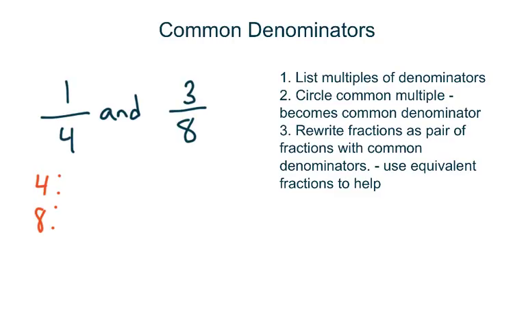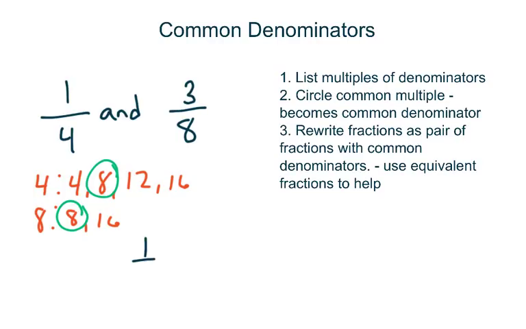So starting off with listing the multiples, we'd have 4, 8, 12, 16, and then for 8 we have 8, 16. I automatically see that they have 8 in common, so that's going to be their new common denominator, so I've circled that. And then all I have to do is rewrite these fractions as a pair of fractions with common denominators. So I'm going to start with 1/4. I'm going to have my 1/4 equals something over 8.